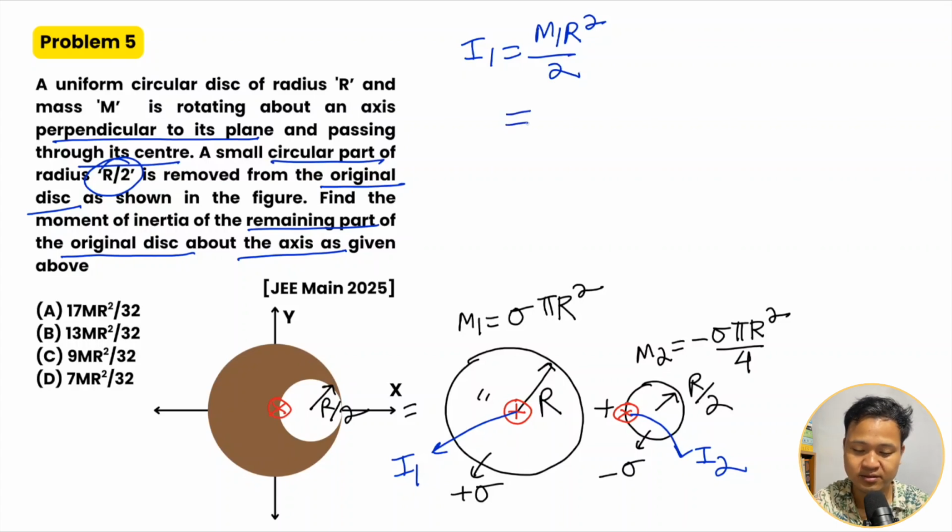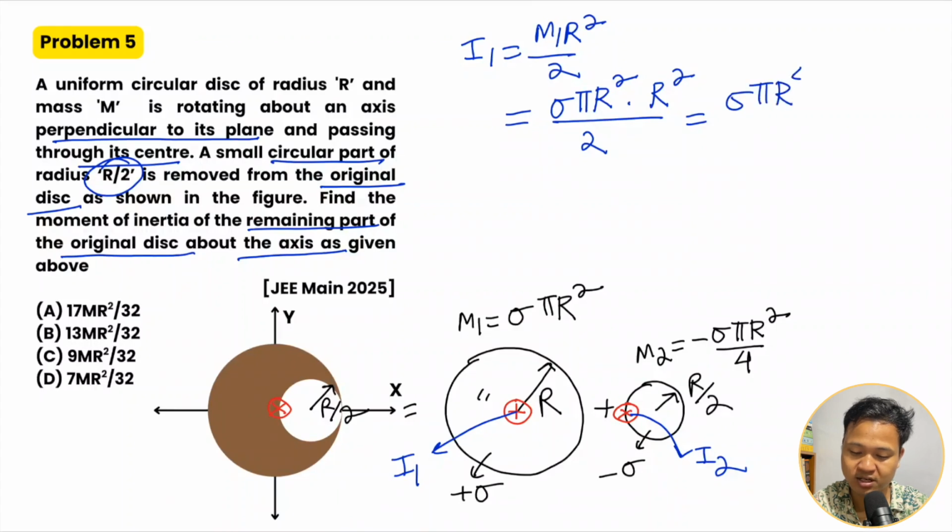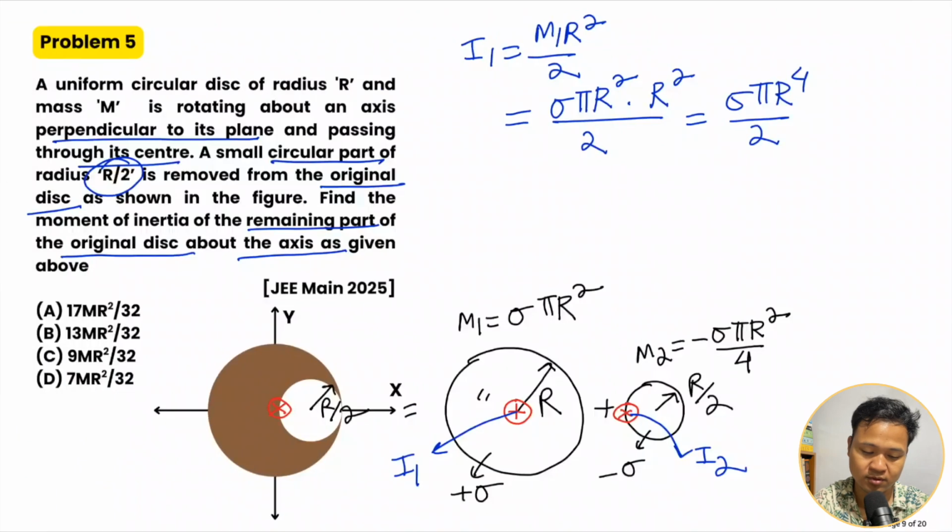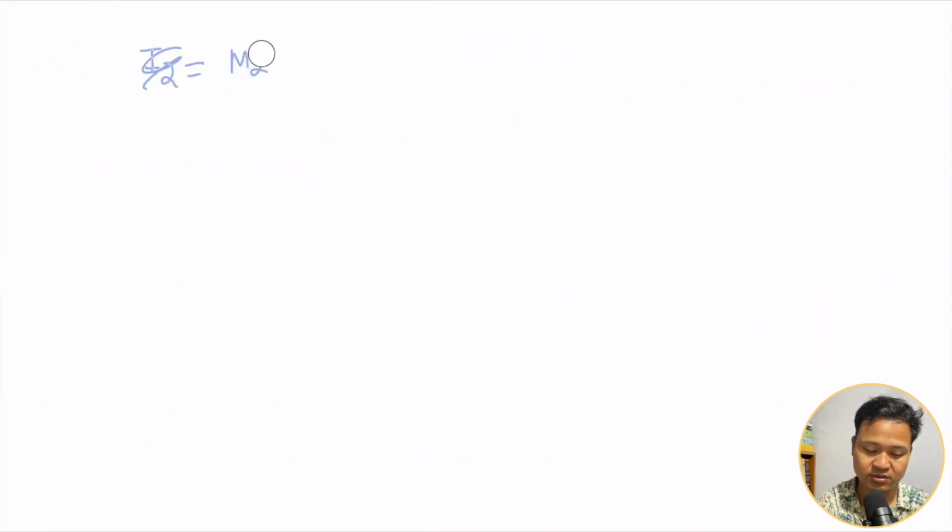Okay, let's see the problem. M1 is sigma into pi r square, into r square divided by 2. That's it here. So this is sigma into pi r power 4 divided by 2. That is I1. Similarly we have to find I2. Okay, I2 is m2 into, and here the moment of inertia is about the edge axis.